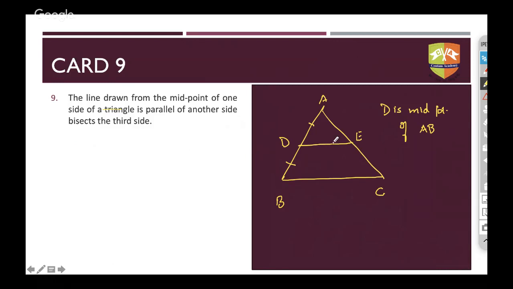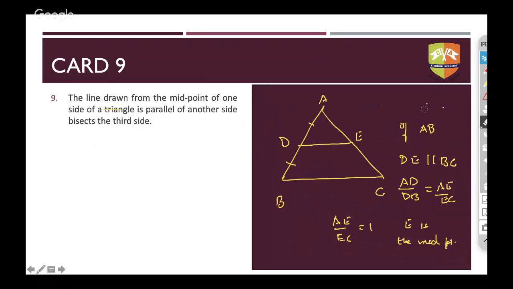So clearly, you can understand from this, a direct result of Thales theorem. If DE is parallel to BC, then we know that AD by DB will be equal to AE by EC, right? By Thales theorem, and hence the first part is proved. AD by DB anyway is 1, so AE by EC is equal to 1, and hence E is the midpoint as well.